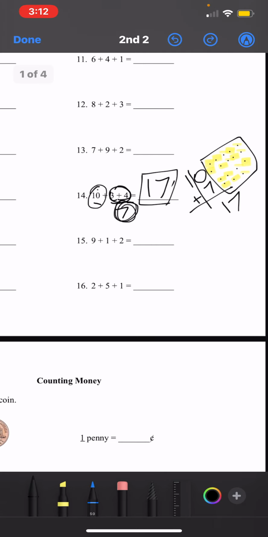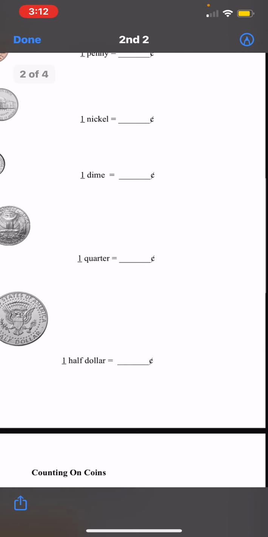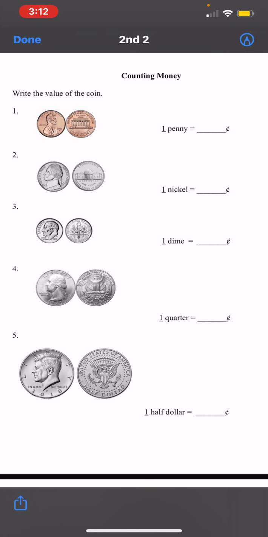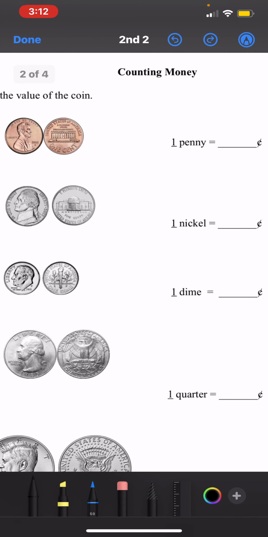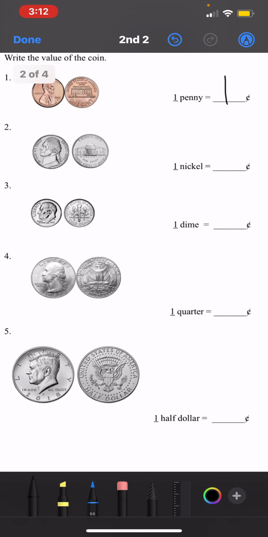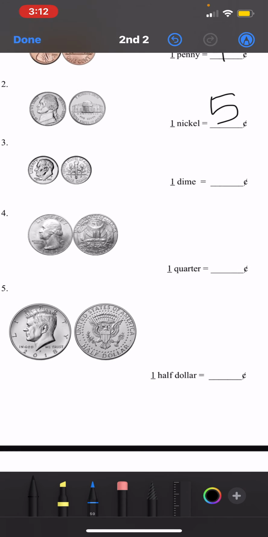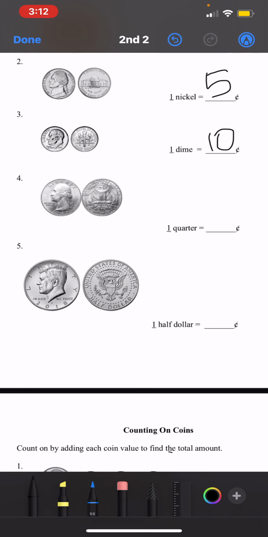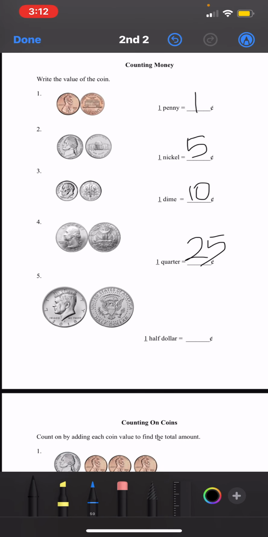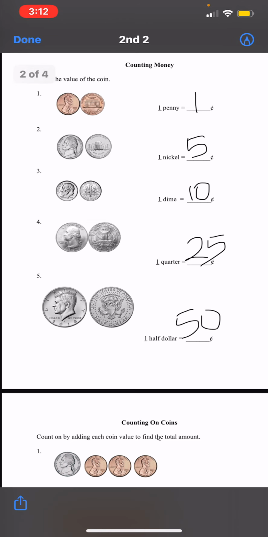Okay, so let's move on to the next one. So here we have this. 1 penny equals 1 cent. A nickel equals 5 cents. A dime equals 10 cents. A quarter equals 25 cents. And a half dollar equals 50 cents. There's nothing much we can really do about this, but you just have to memorize them, okay? It's all about the memorization.